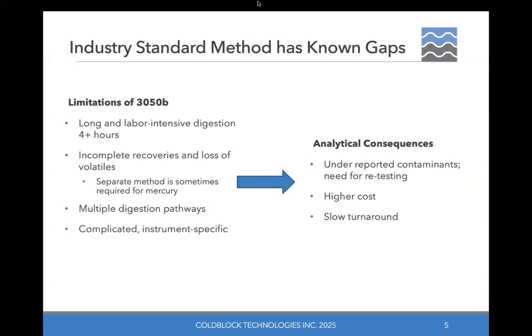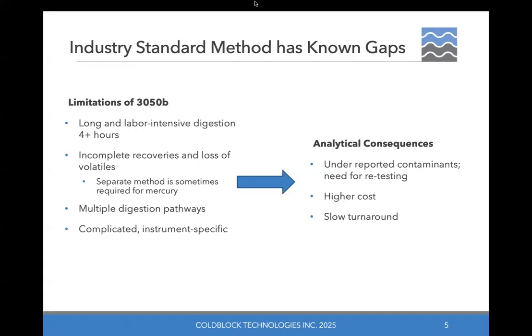So again, unchanged for 30 years, there are limitations around 3050B, and I think they're well understood by everyone on the call today. First and foremost, it's a very long and labor-intensive method. 3050B takes 4 hours and 45 minutes if followed strictly. Now, in many countries, alternatives have been developed, and there has been some optimization of this method, but still, most of the soils analysis methods that are out there still take well over 3 hours.